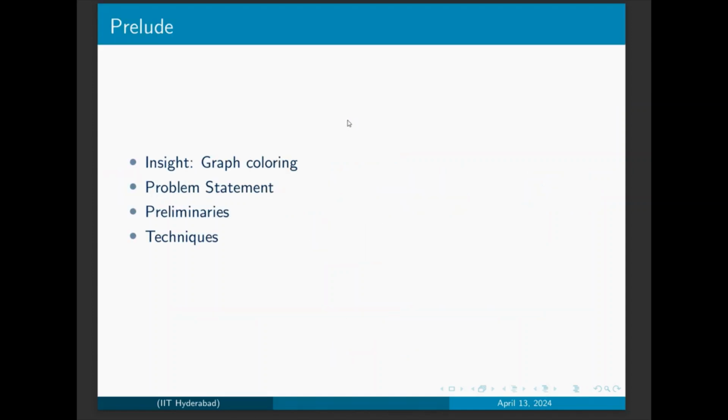I shall cover my presentation under the following heads: basically, an insight into graph coloring, then the problem statement, and the preliminaries that hold for the complete paper, and the techniques that they have devised to get the results.